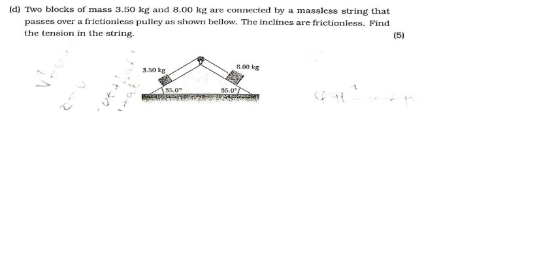Two blocks of mass 3.5 kg and 8 kg are connected by a massless string that passes over a frictionless pulley as shown below. The inclines are frictionless. Find the tension in the string.